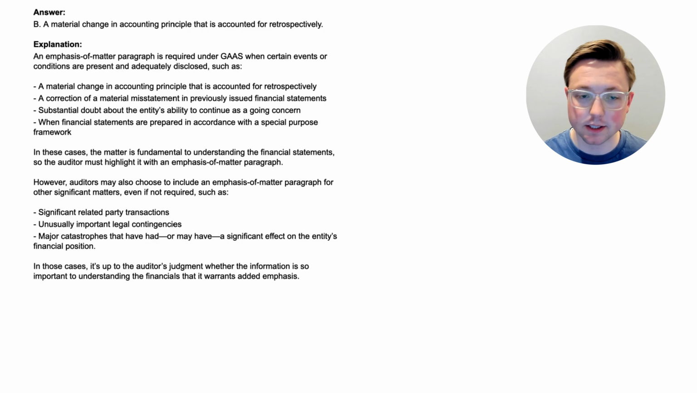So the idea behind this is when there are big things that happened in the financial statements that the auditor wants to make sure people look at, they have this emphasis of matter paragraph, and there's certain situations where it's required and there's some where the auditor can choose, but that's kind of the general idea so far. Now let's go ahead and go to the next question to learn a little bit more.